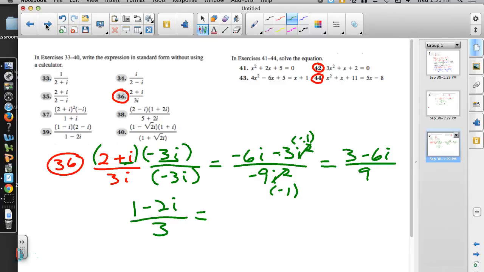But don't forget to put that in standard form. So here's our real part, 1/3. Here's our imaginary part back here, negative 2/3 i. So just finishing that up by putting that in standard form. Once we get that square root of negative 1 out of the denominator, because that was really kind of the most important part of what we did here.